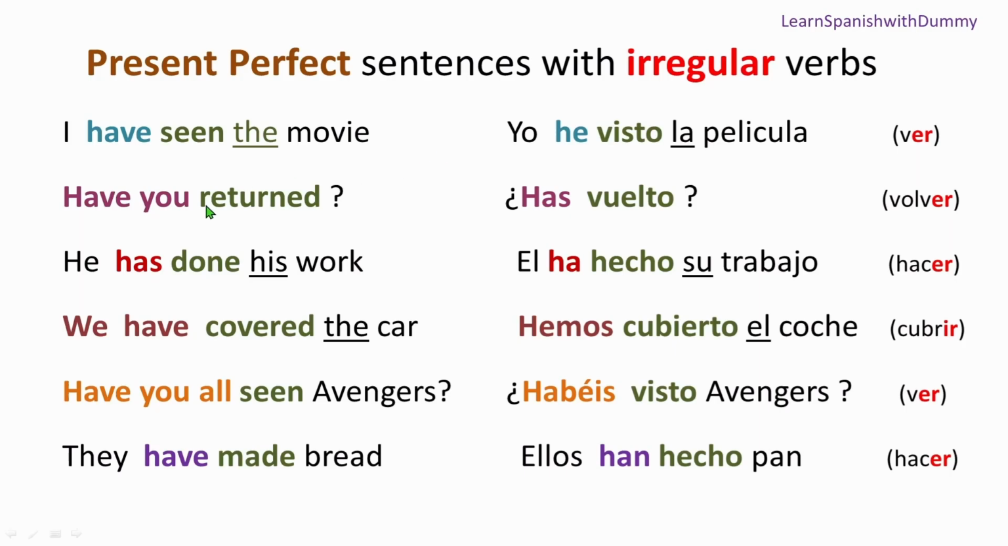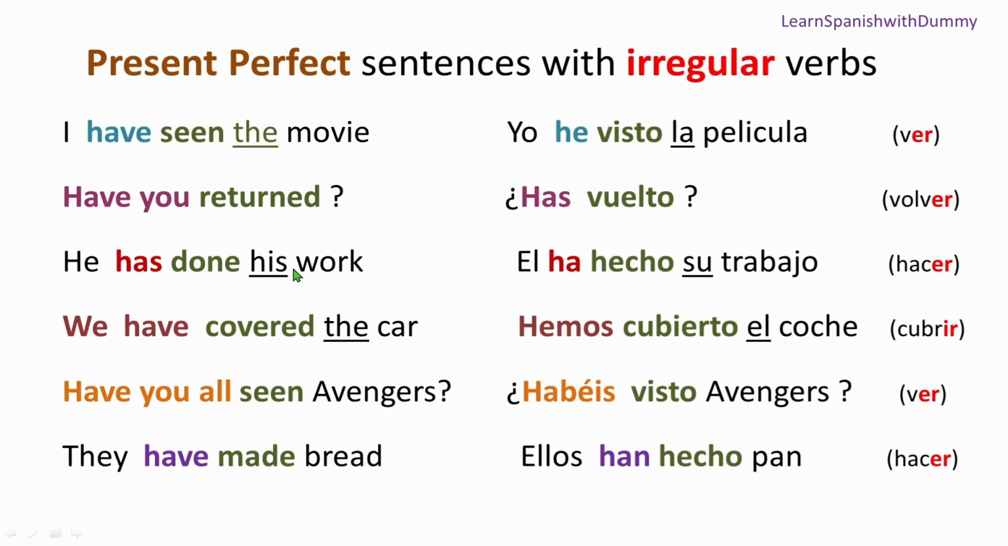Alright. We have some more verbs here. I've seen the movie. Yo he visto la película. Visto is seen from the verb ver. Ver is to see, right? Have you returned? ¿Has vuelto? Vuelto, returned, from the verb volver. Volver is to return, but if you want to make it returned, it's vuelto.